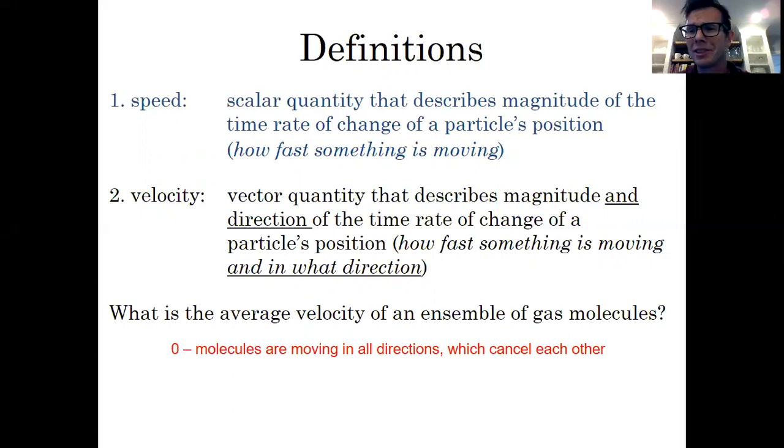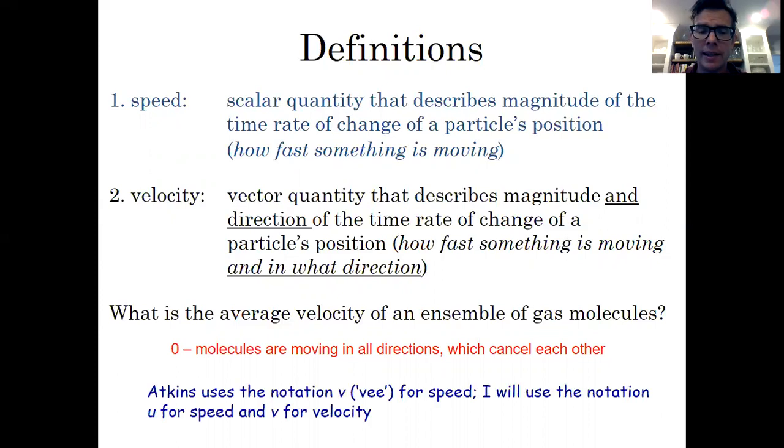What we're interested in are speeds. Right? What's the average speed of a group of molecules? And at this point, I just want to make you aware of a little quirk. Atkins uses funny notation. He uses V for speed. Right? I am going to use U for speed throughout here and V for velocity.